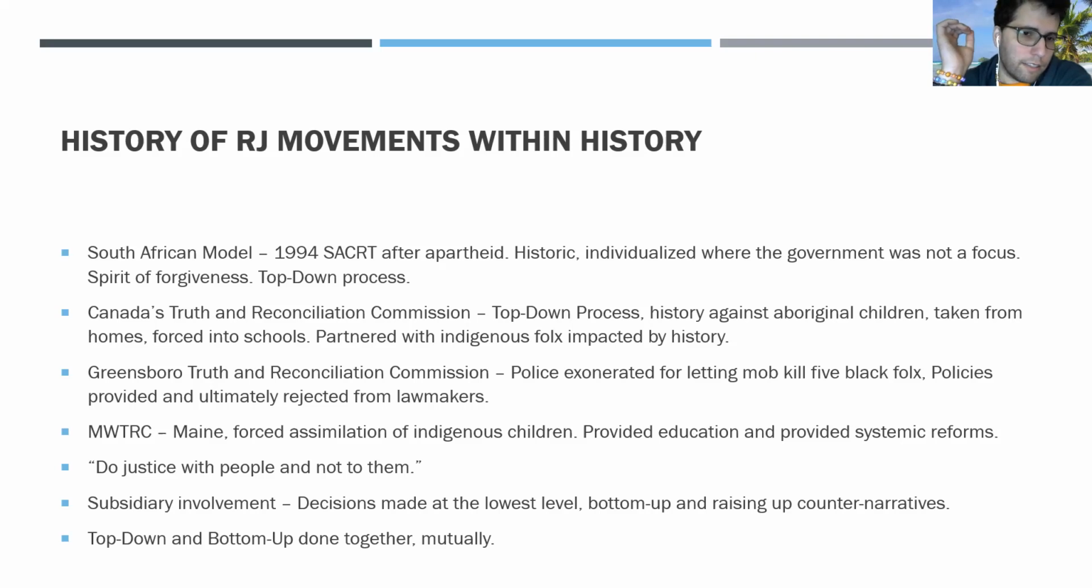MWTRC, I believe, is similar to the Canada one, where in Maine they forced assimilation of indigenous children. And then there was a desire to provide education, and they provided some systemic reformation, done in collaboration with others. The goal again is to do justice with people who have been hurt or harmed, rather than to them. And so if somebody has perpetrated harm, how do they take responsibility and accountability so that they can make amends and bring us closer back to being connected with one another.